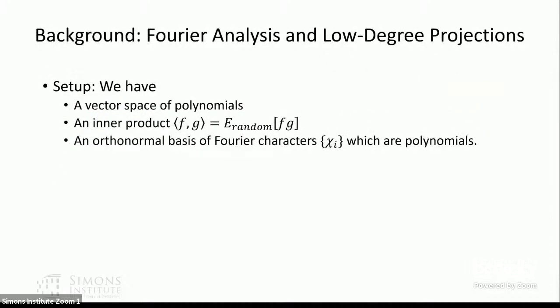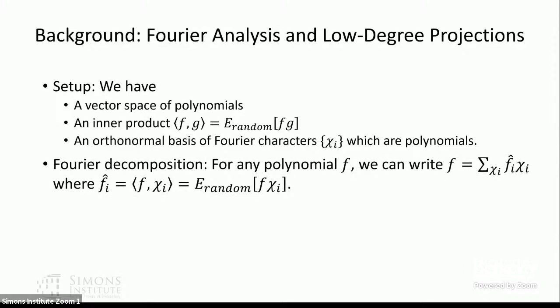Okay, but before I do this, I have to give some background. Here we'll have a vector space of polynomials. We'll have an inner product on these polynomials, which is the expected value of their product on the random distribution. And then we'll have an orthonormal basis of Fourier characters for this inner product. Now Fourier decomposition is just that for any polynomial f, we can decompose it as the sum of its Fourier coefficients times the Fourier characters.